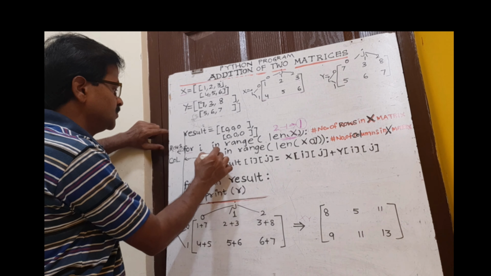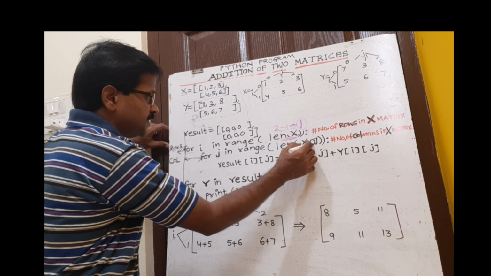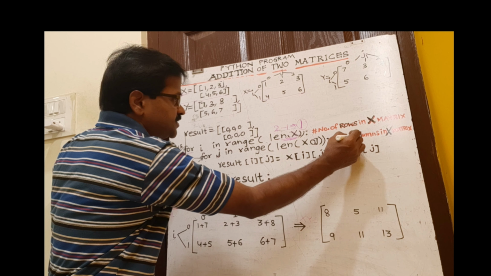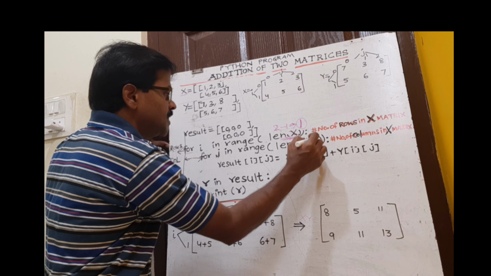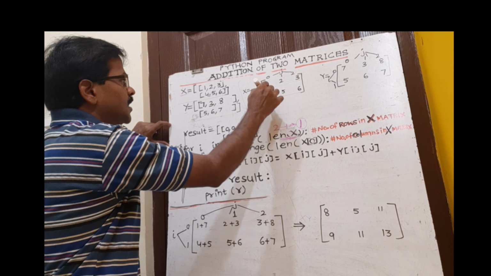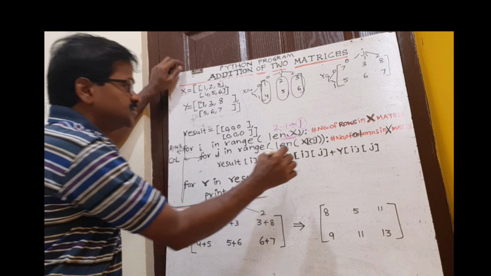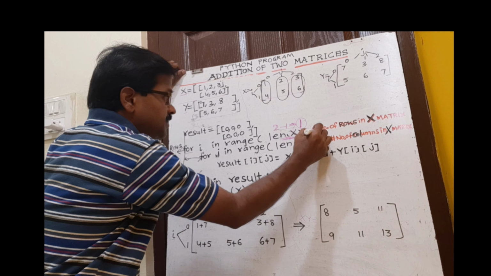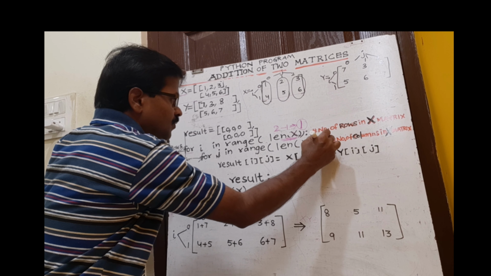So here this is the j loop for columns, the inner loop for columns, length of X of 0. X of 0 represents the columns of the X matrix. Here, how many columns? 1, 2, 3 columns. 3 columns. So here 3 minus 1 is 2.